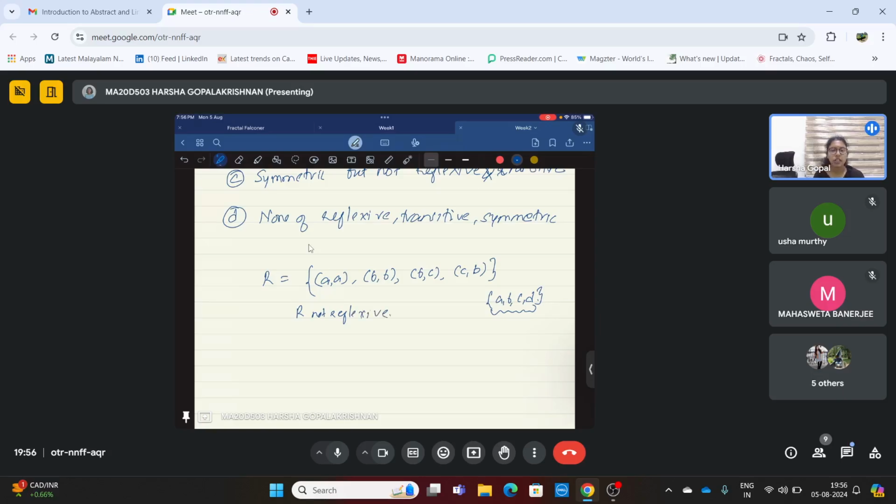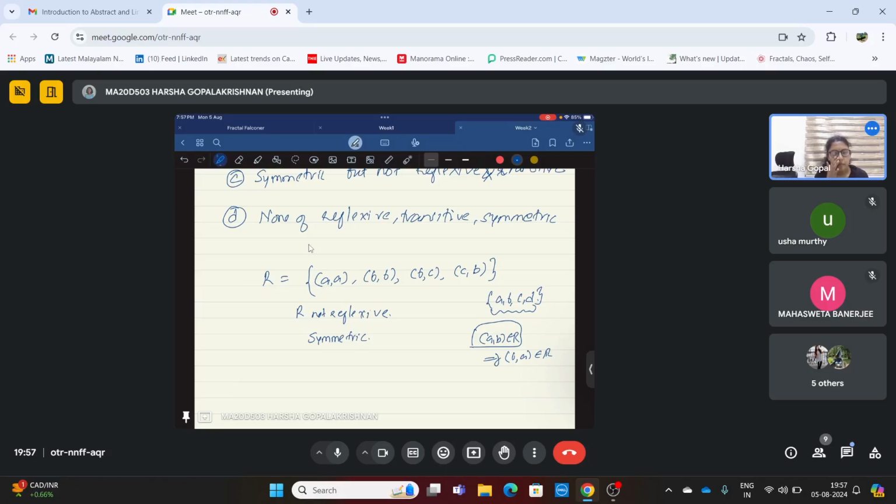Now, what do you think about symmetric? Symmetric means if AB is in R, it implies BA is in R. First we need to start with some element, then take the opposite one, BA, and check whether it is there. Here AA is there, and AA again is there. BB, BB is there. BC, CB is also there. For CB, BC is there. So for any AB, the other one is also there. So it is symmetric. Now what about transitivity?